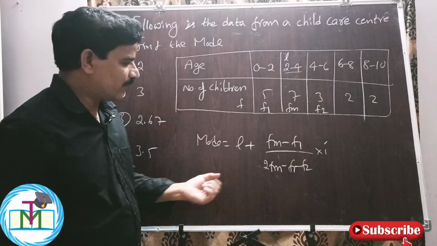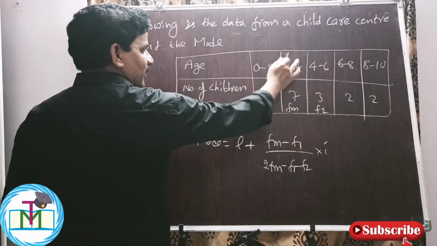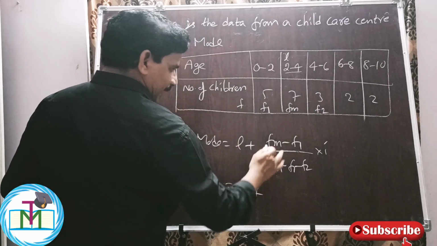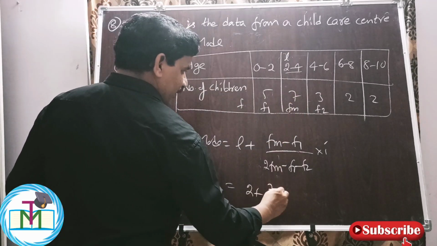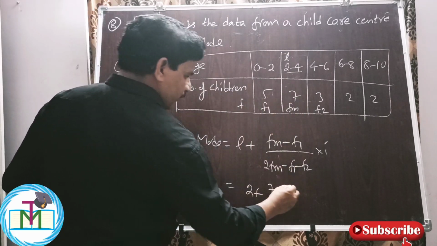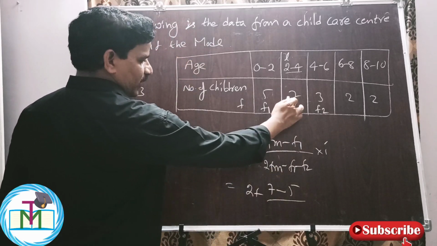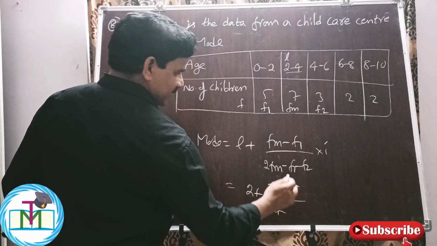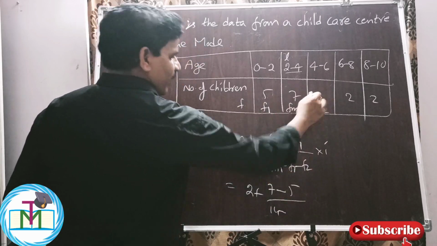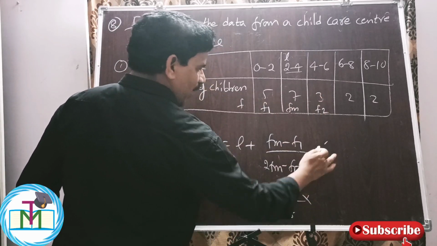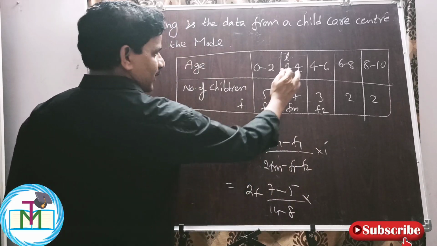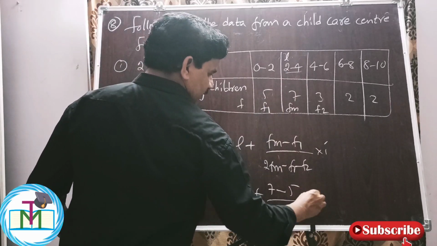Let us substitute the values. L is what? The lower limit, which is L equal to 2. Fm is 7 minus F1 is 5, divided by 2Fm, 2 into 7, 14 minus F1 minus F2, minus 5 minus 3, which is 8, into I, which means the class interval length, 4 minus 2, which is equal to 2.